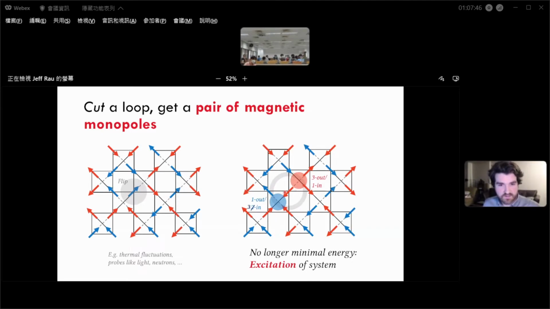Okay. And so this thing will cost energy. It's an excitation of the system. It's no longer in the ground state manifold. And so I've labeled these defective tetrahedra by these circles here, corresponding to whether they're 3 in, 1 out or 1 in, 3 out. Okay.